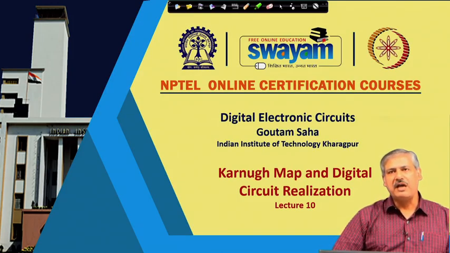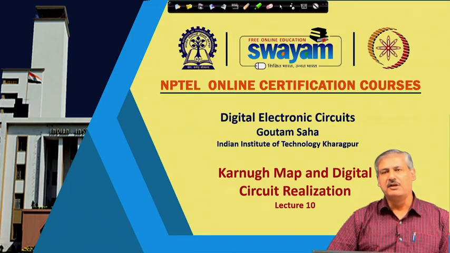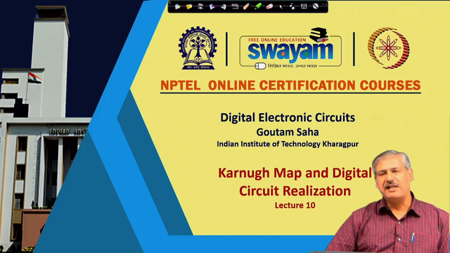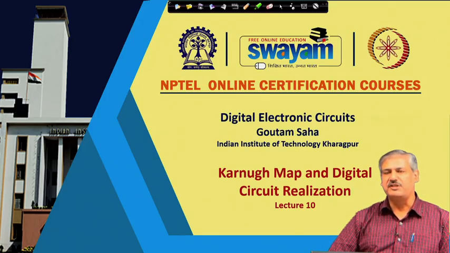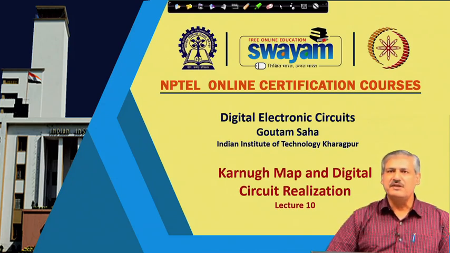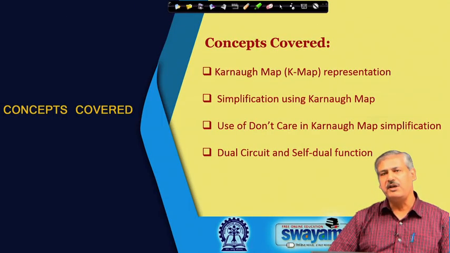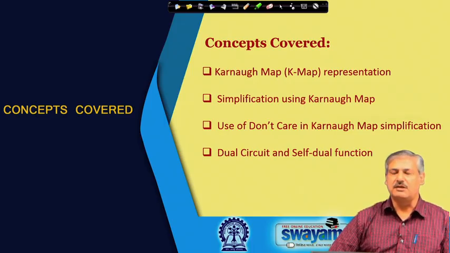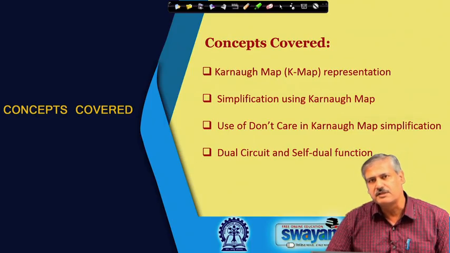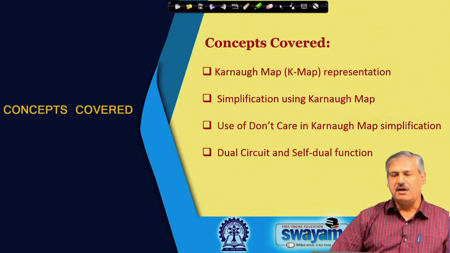Now, if we want to have a more simplified or minimized realization of a truth table, do we need to go for algebraic simplification of the min term based or max term based expression that we have got, or can we have a better method? So, Karnaugh Map gives us a very convenient method to simplify and get a SOP or POS based expression. So, we shall discuss this in this particular lecture, how to simplify.